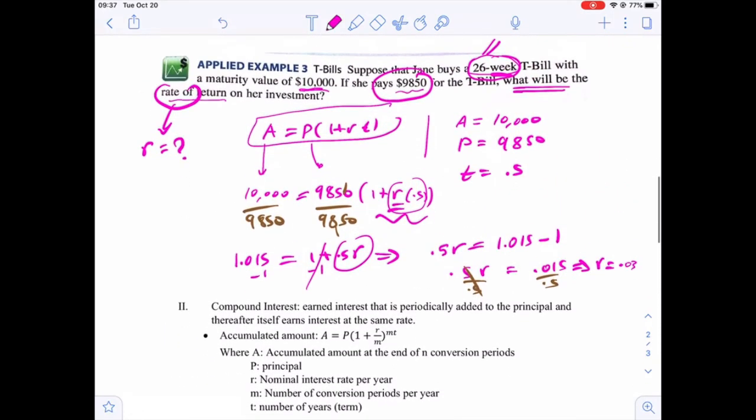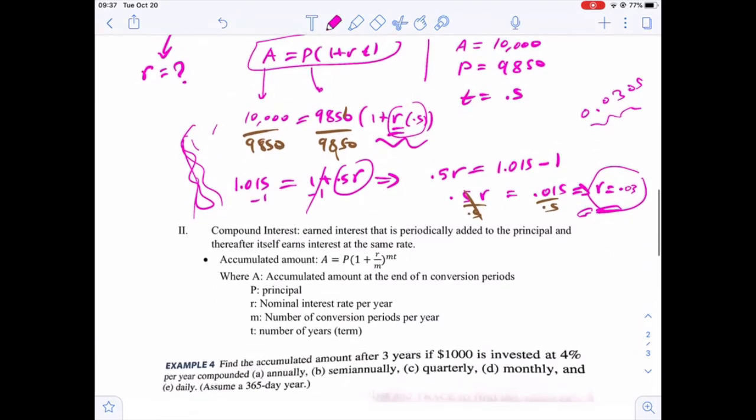Actually this answer here, R equals 0.03, is just an approximation. So yeah, you get a similar value. If you use the calculator from the beginning, you may get something like 0.0305. But here I solved this by hand and then used the calculator, so you can approximate it to R equals 0.03. Now we come to the compound interest.